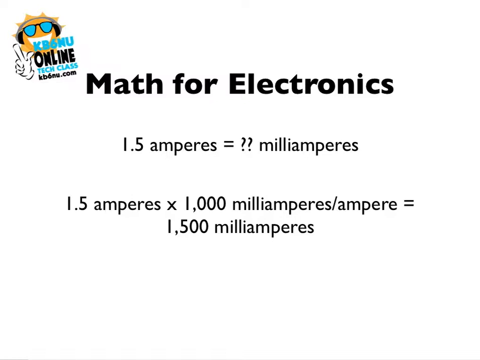On the test, you'll be asked to convert numbers from one prefix to another. Let's look at some examples. Question: how many milliamperes in 1.5 amperes? Answer: 1,500 milliamperes. Since there are 1,000 milliamperes in 1 ampere, multiplying 1.5 times 1,000 gives you 1,500 milliamperes.